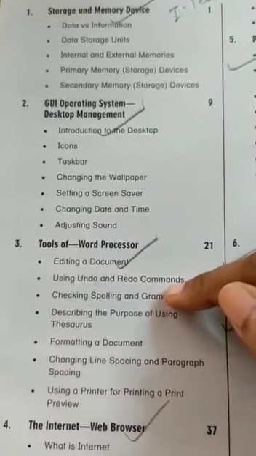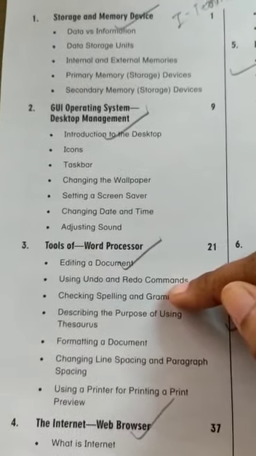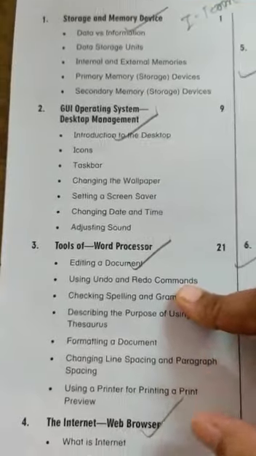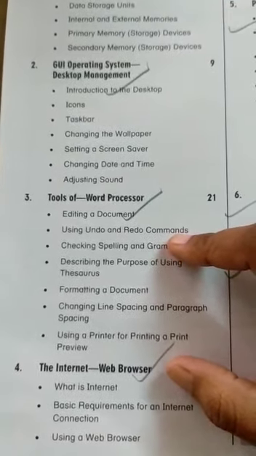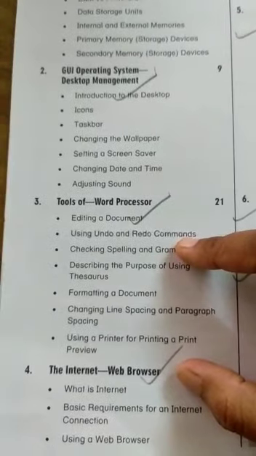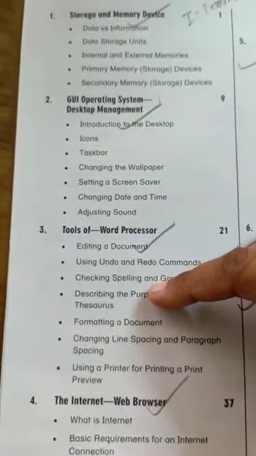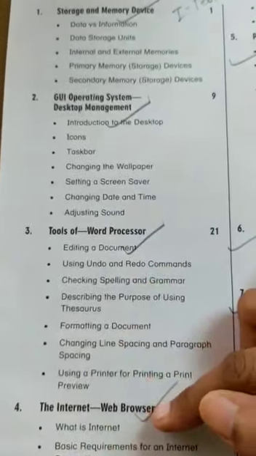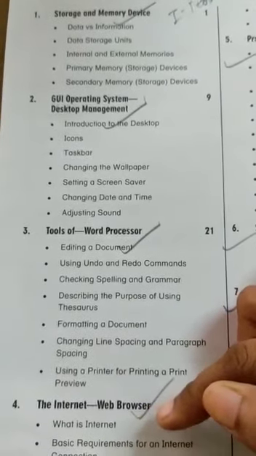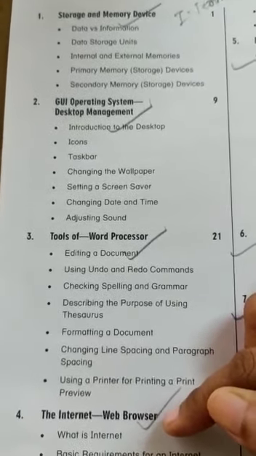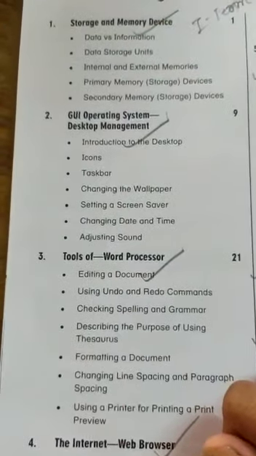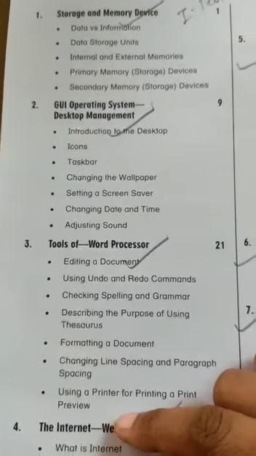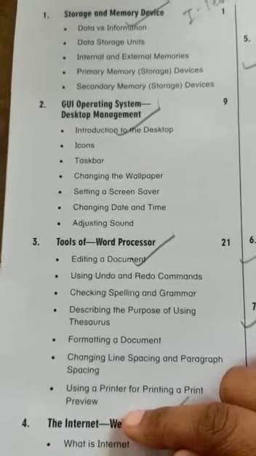Now we are running with the tools of word processor. And the fourth chapter will either be fully coming or half. So the first 3 chapters will be there in the first term, with the fourth chapter half, or if I complete it before time, then I will give you all 4 chapters in the first term. If I have not finished, then I will give you half of the fourth chapter.